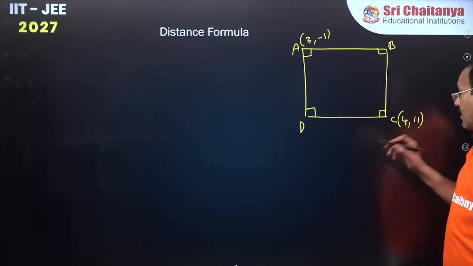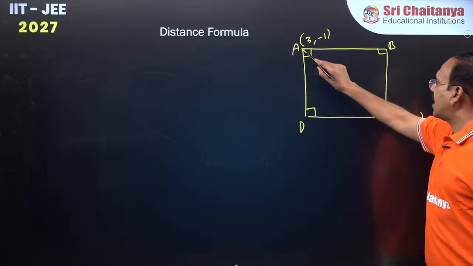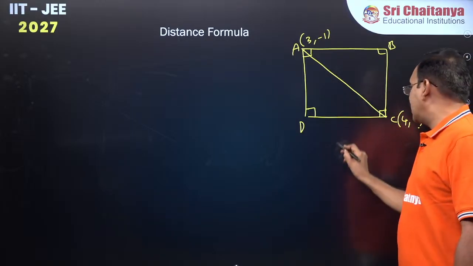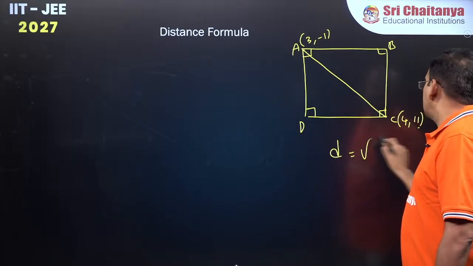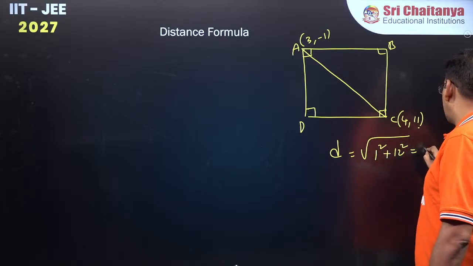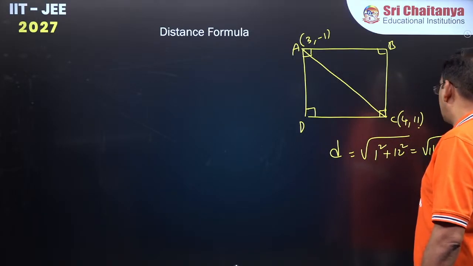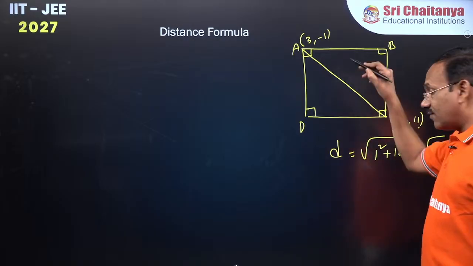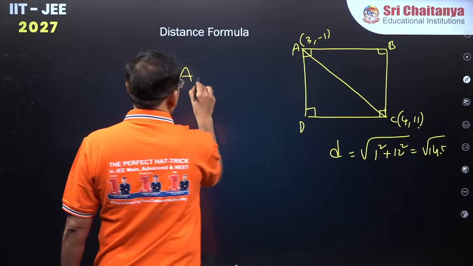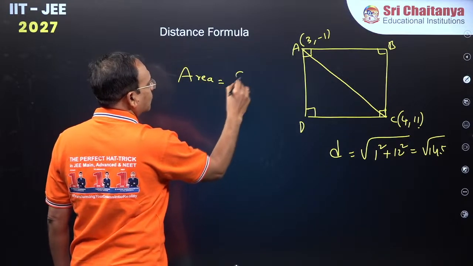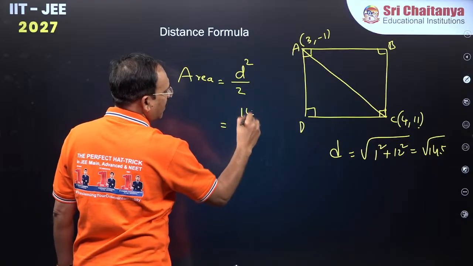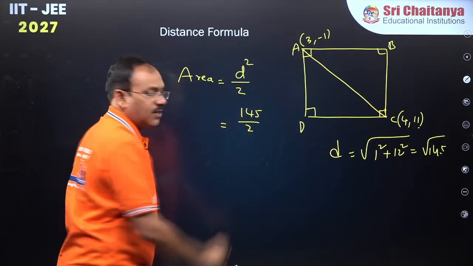First of all, this is the diagonal. So try to find diagonal d, which is 1 square plus 12 square, 144 plus 1, 145. Students, if the diagonal is given, you can find the area of a square as d square by 2, direct formula. d square is 145 by 2.